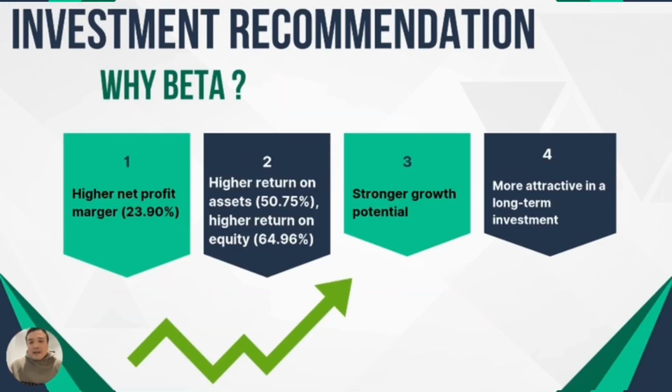Although Beta company has slightly higher debt levels compared with Alpha, it performs better in important profitability measures. For example, Beta has a higher net profit margin, return on assets, and return on equity. This shows that Beta is more effective at generating profits and creating returns for shareholders. Beta also provides stronger growth potential and better long-term returns. Therefore, Beta appears to be the more attractive investment option for investors looking for higher returns.